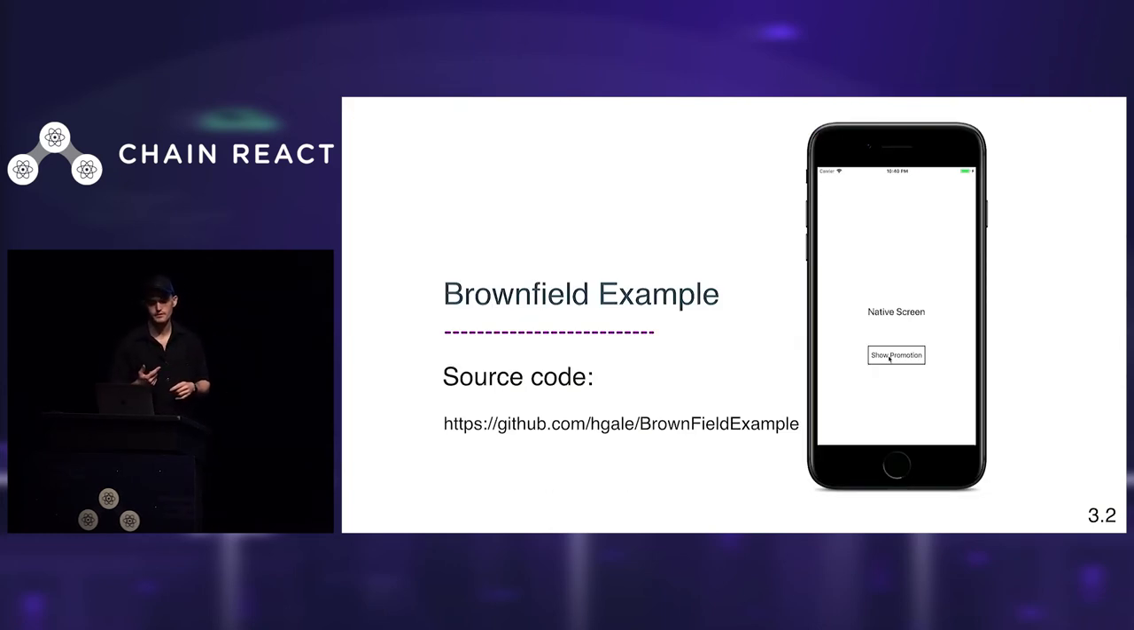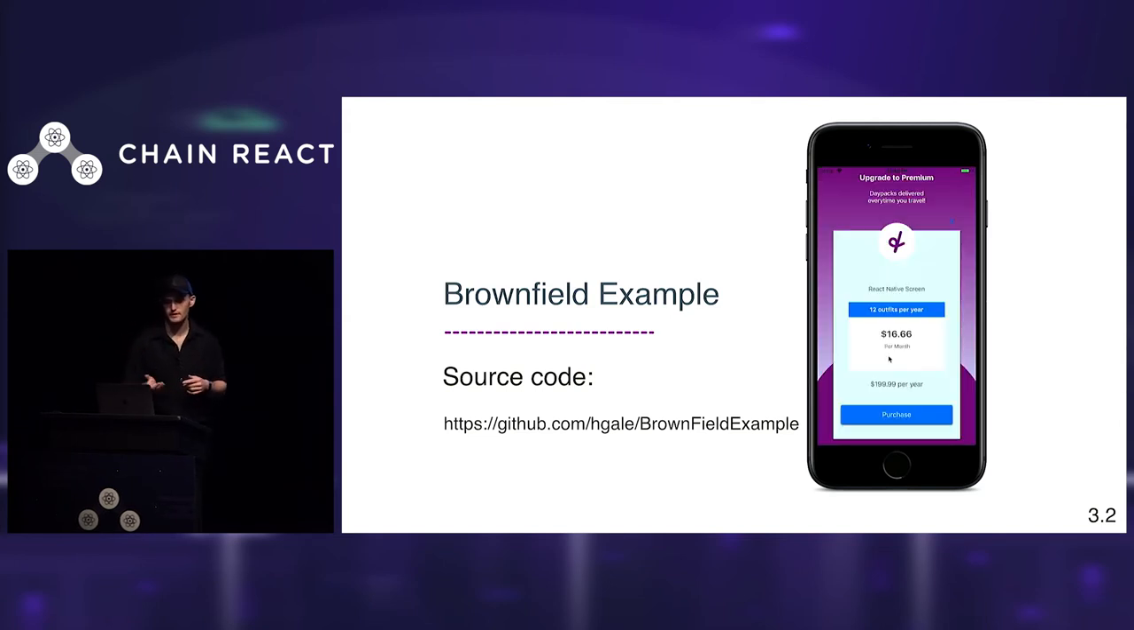You can find the source code for this example up on my GitHub here. What we're going to do is, the white screen that you see is the native part of the app. The blue and purple screens, which match the Chain React color scheme, are powered by React Native. And this is going to simulate this flow. So let's play this demo.